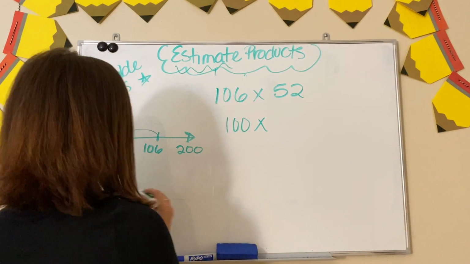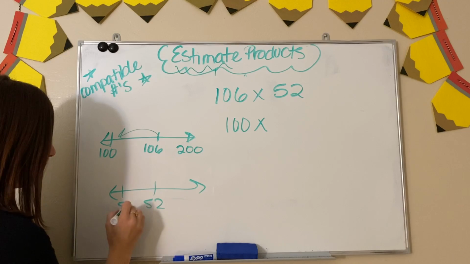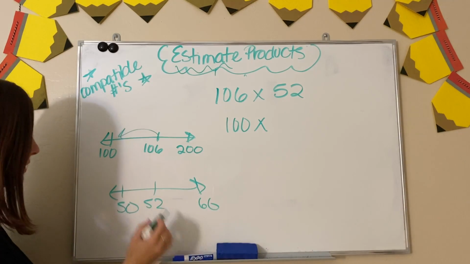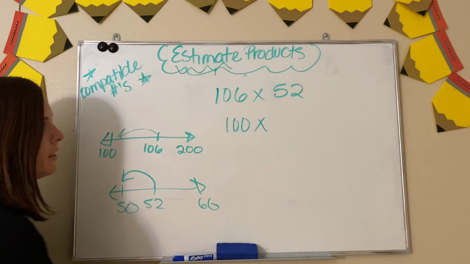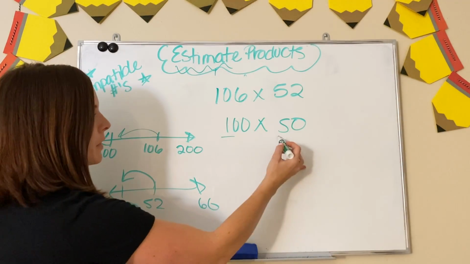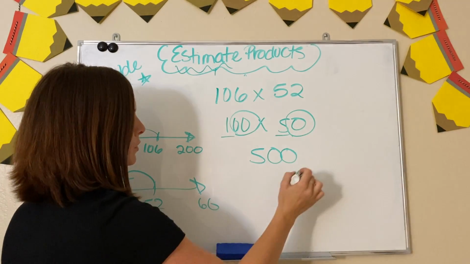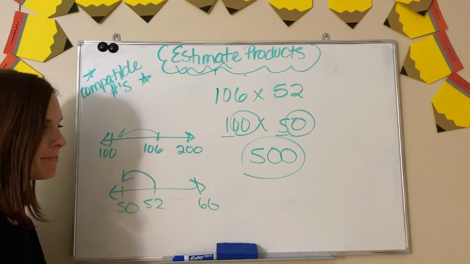And then my 52, where is 52 sitting on a number line? It's really close to 50 and kind of close to 60, but it's a lot closer to my 50. So this rounds to a 50. Now I can multiply. 1 times 5 is 5, and I have 3 total zeros. So my answer will be around 500, okay?